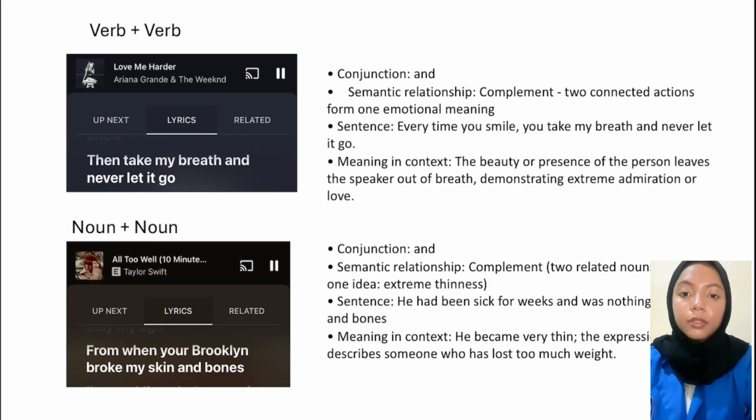Next, I have skin and bones. Noun plus noun, the conjunction is and, semantic relationship is complement. In the sentence, he had been sick for weeks and was nothing but skin and bones. Meaning in the context, he became very thin. The expression is used to describe someone who has lost too much weight.